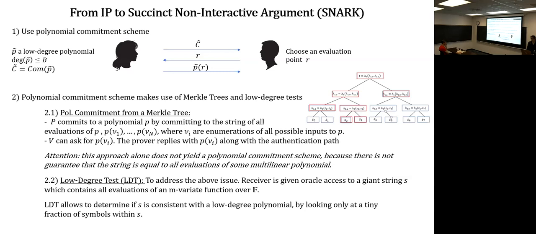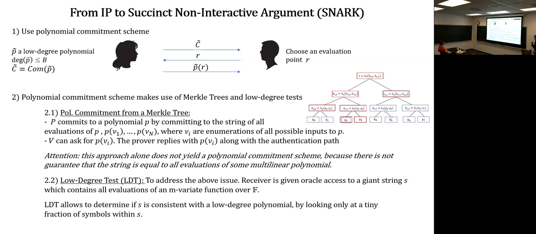So this is the idea. By using a polynomial commitment scheme, basically the prover will commit to a polynomial of bounded degree. The idea is that the prover chooses a low degree polynomial P, which is bounded by some parameter B. And the polynomial commitment is just a particular commitment to this low degree polynomial. The verifier can then challenge the prover by choosing some random value, and the prover can evaluate this polynomial and send the evaluated polynomial to the verifier.